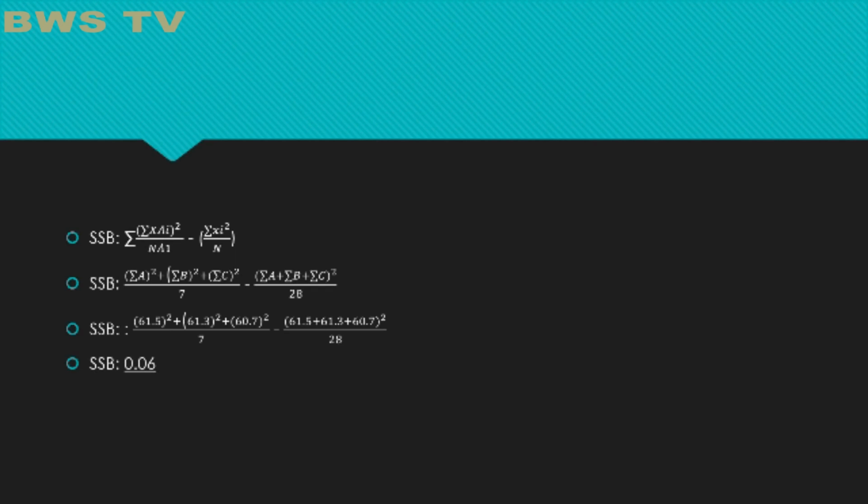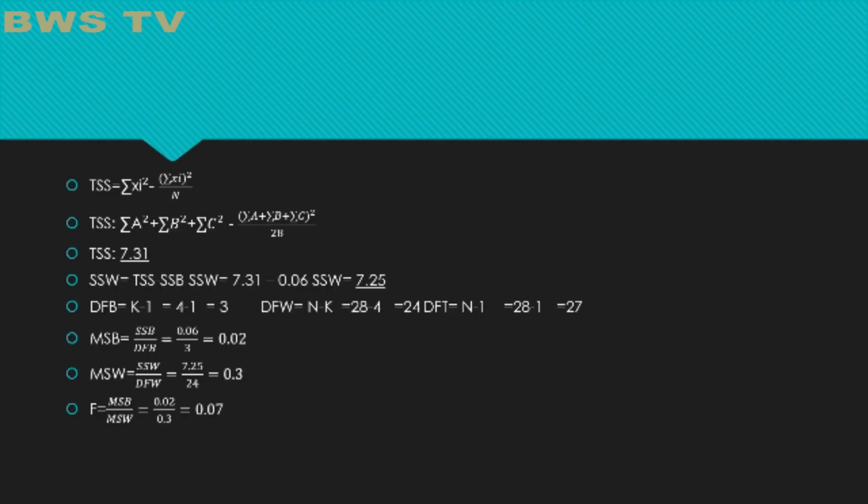How to find SSB? Again, you need to follow the formula and substitute the given numbers, and the answer will be 0.06. TSS: same as the first example, you need to substitute the given numbers into the formula, and the answer will be 7.31. SSW: follow the formula and substitute the given numbers, and the answer will be 7.25.